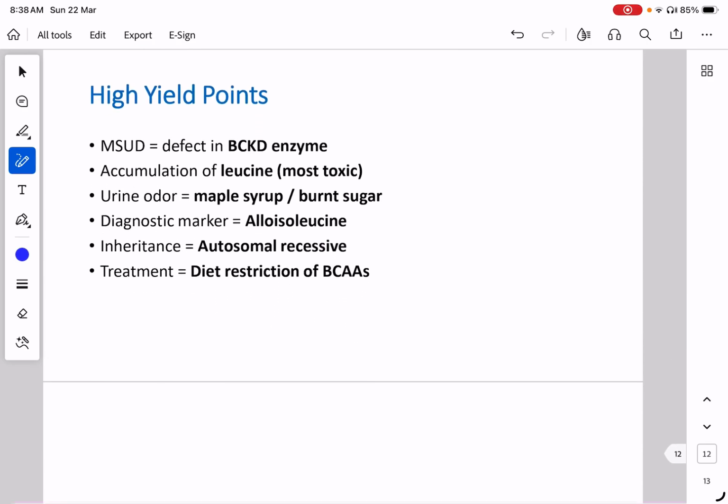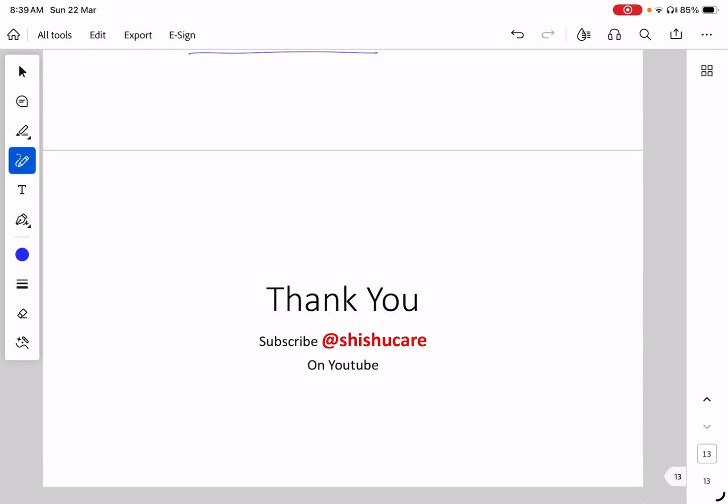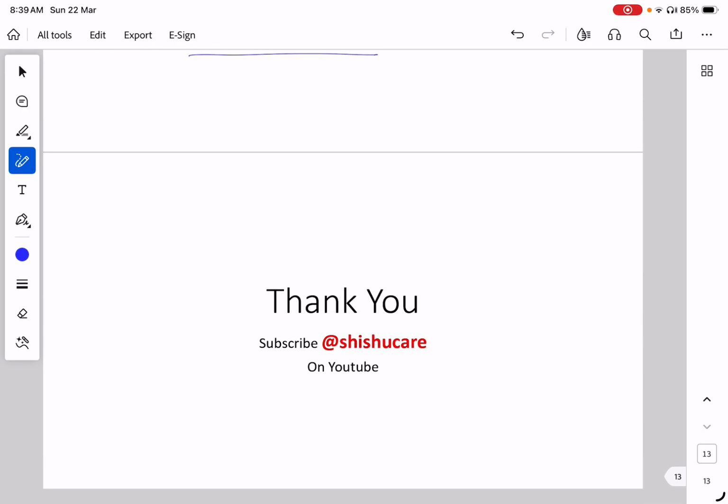So, high yield MCQ points basically. Maple syrup urine disease: defect in branch chain amino acid metabolism, accumulation of leucine, the most toxic compound. Urine odor is specific for maple syrup, burnt sugar. Diagnostic marker: allo-isoleucine, which we read in the previous slide; the hallmark for maple syrup urine disease is allo-isoleucine. Inheritance, we can remember easily, is autosomal recessive, and treatment is diet restriction of branch chain amino acids. So this was in short about maple syrup urine disease, and one MCQ can be easily asked from this syndrome.